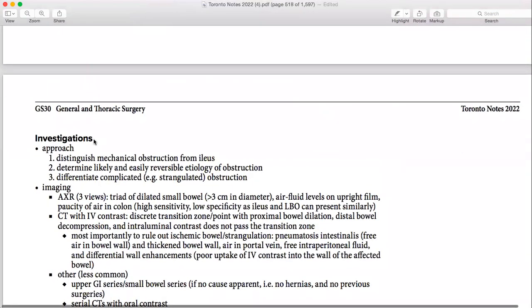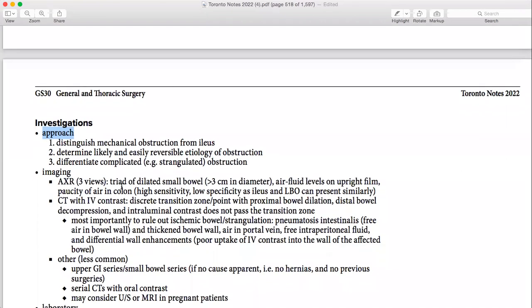Then approach. See, they are telling you here how you are going to approach the patient. Approach means how you are going to start the treatment. So what are you going to start with? You have to distinguish these 3 important goals. You have to distinguish if it's ileus or obstruction. I will tell you what is ileus and what is obstruction. So, a likely and easily reversible etiology of obstruction, and then differentiate complicated obstruction.